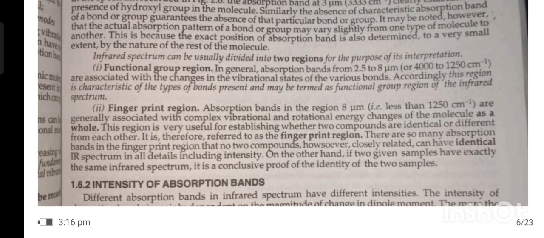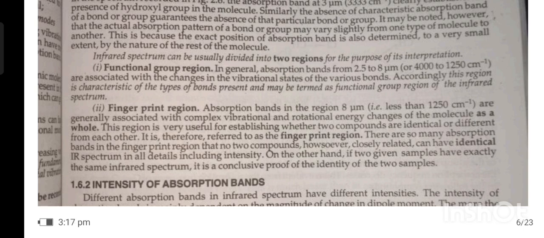Fingerprint region. Absorption bands in the region above 8 micrometer, that is, less than 1250 centimeter inverse, are generally associated with complex vibration and rotational energy changes of the molecule as a whole. This region is very useful for establishing whether two compounds are identical or different from each other. It is therefore referred to as the fingerprint region.